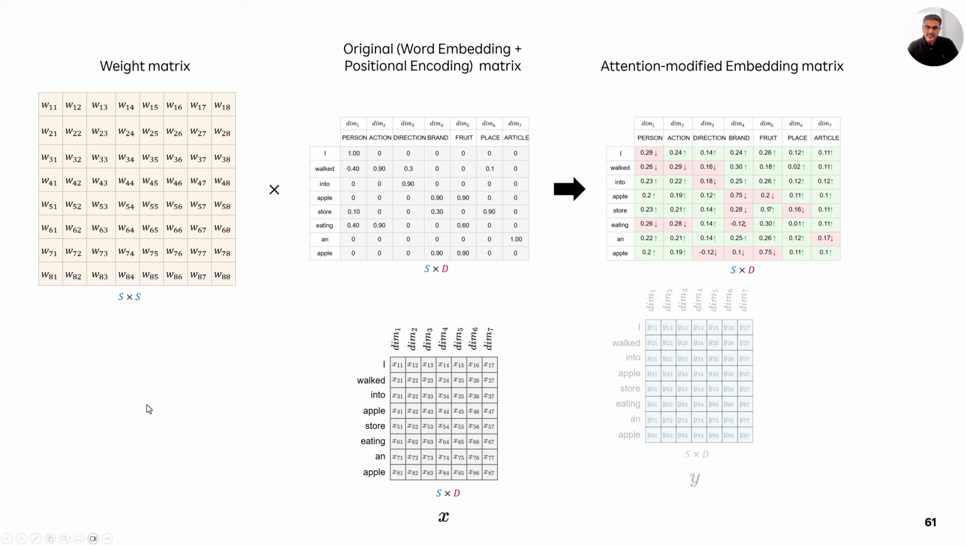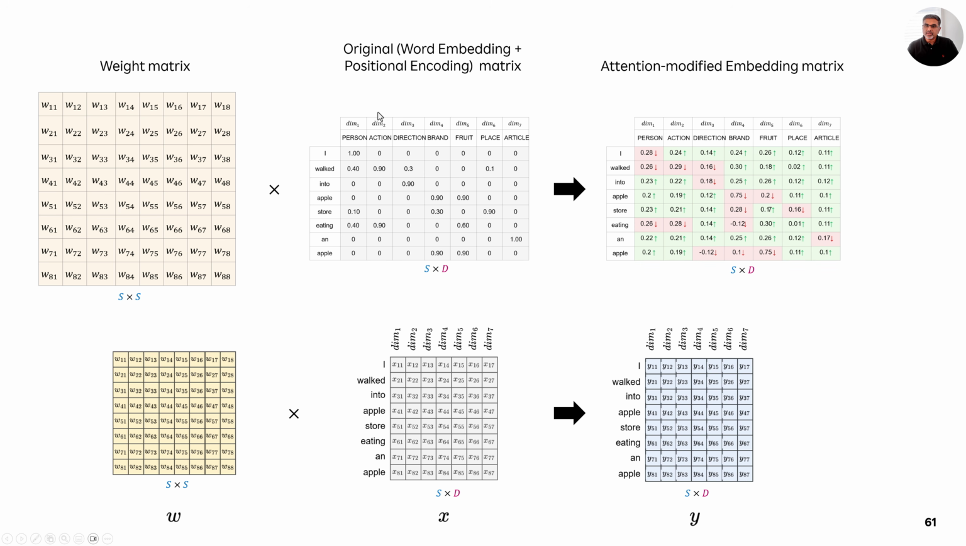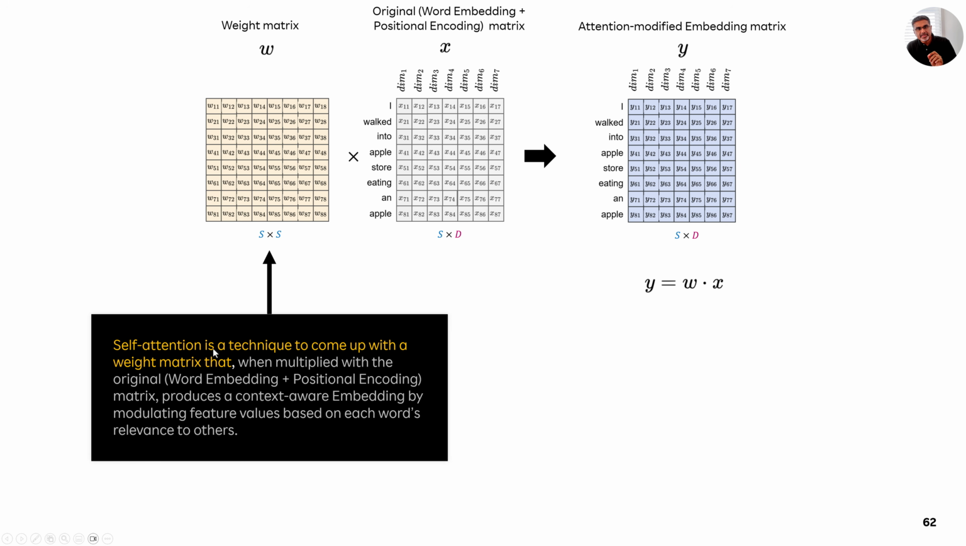So let's say, again, this is a nomenclature. This original one you call X, and what you want to produce is called Y. Both of them are S cross D. And the weight matrix you want to call W, which is an S cross S matrix. So the goal here is, self-attention is a technique to come up with this weight matrix so that when you multiply it with this matrix, you get that matrix.